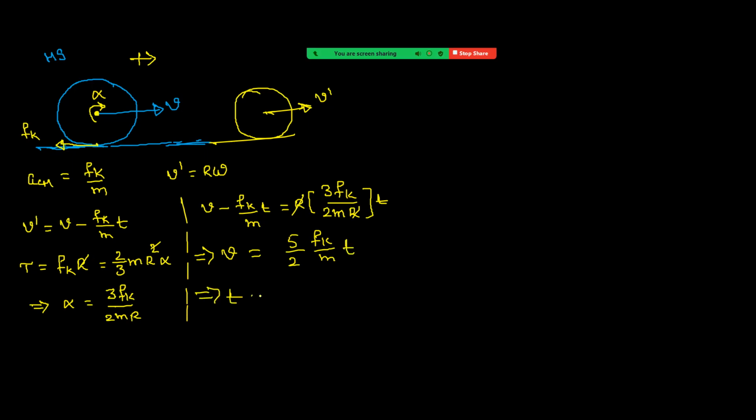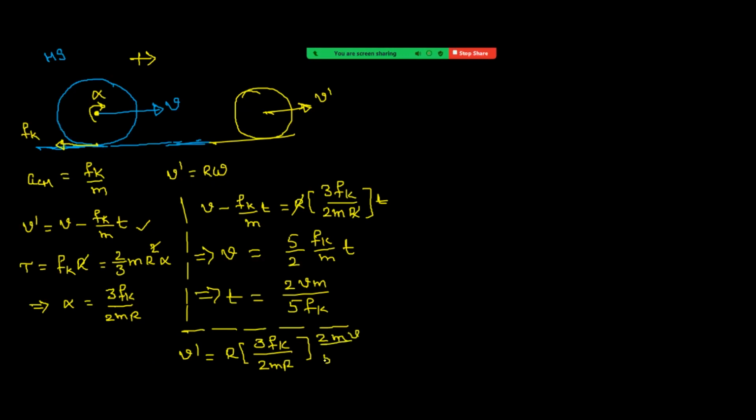That means T value how much? 2 Vm upon 5 Fk. Cross check once. 2 M V by 5 Fk. Now substitute that, either in this one, or you can substitute in the place of R omega. So I think better you can take in the place of R omega, right? So V dash equal to R omega. R omega means alpha T, alpha value 3 Fk upon 2 M R, alpha T, T value 2 M V upon 5 Fk.